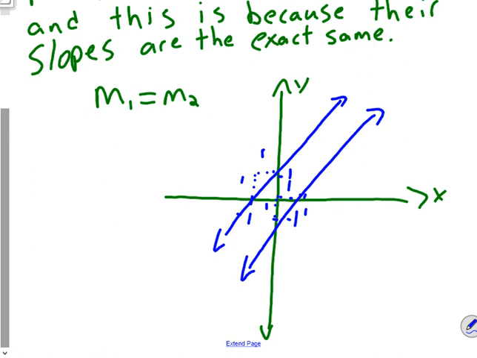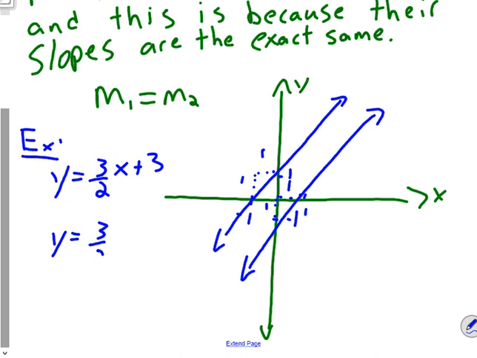Another way you could show this is if you have equations. Put this below. This is another example. Like let's say you have one equation, y equals 3/2x plus 3. And then you also have another equation where it says y equals 3/2x minus 1,000. Are these two lines parallel?